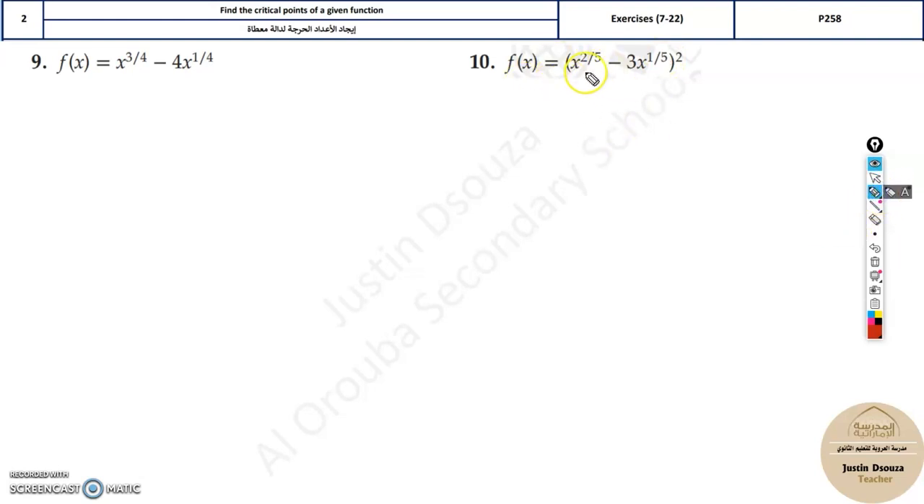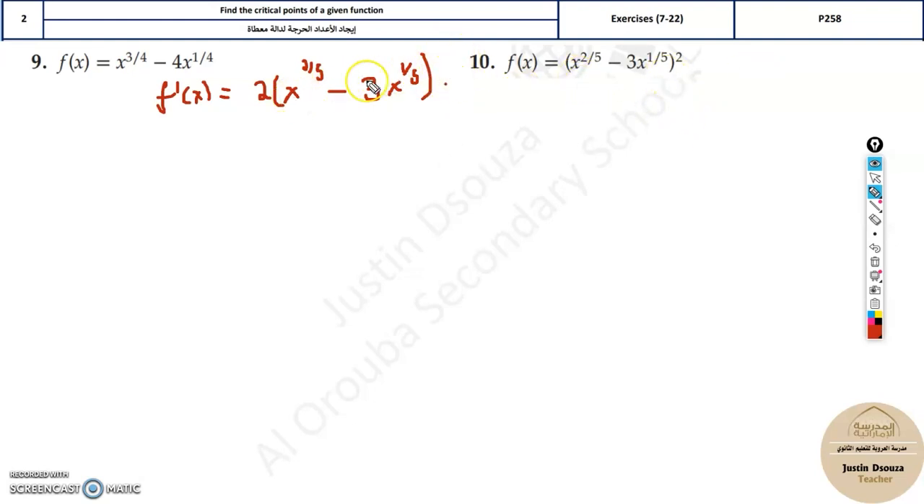Now let's do this one because this requires chain rule. You can see power and there are two functions, so it'll become a chain rule. How do we do chain rule? We need to first derive this, find f dash of x. So f dash of x is equal to, here it will be 2 times x^(2/5) minus 3x^(1/5), this power. It'll be power 1, so I don't write that.